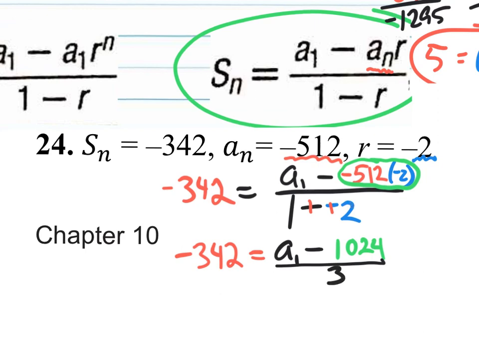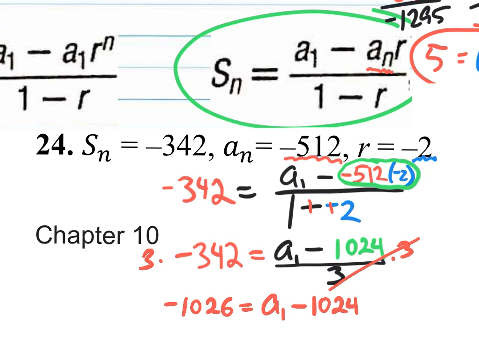So here's our equation. We need to solve for A sub 1. So let's get rid of this divisor of 3. How do you get rid of the division of 3? By doing the opposite of dividing by 3, which is multiplying by 3. What you do to one side, you must do to the other side. 3 times negative 342 is negative 1026. So we have negative 1026 equals A sub 1 minus 1024.